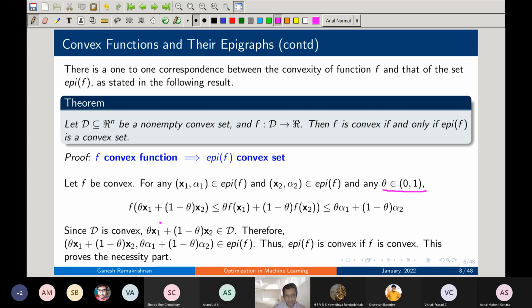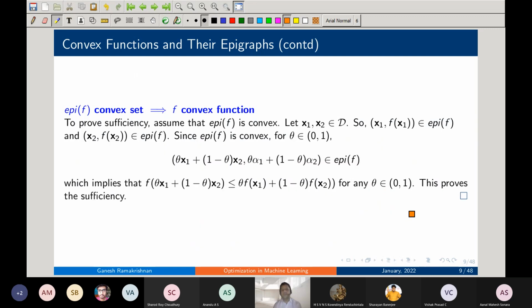f of the convex combination is less than or equal to the convex combination of the function values, which is less than or equal to the convex combination of the alpha 1s and alpha 2s, or alpha and alpha prime. Why? Because we know that f(x1) is less than or equal to alpha 1, and f(x2) is less than or equal to alpha 2. This is simple. This is the necessary part.